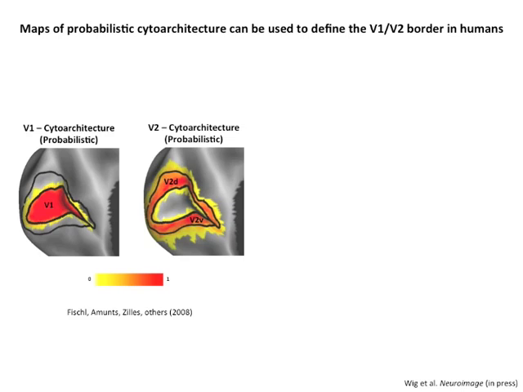So these are probabilistic maps of cyto architecture from postmortem analysis of multiple human brains. And these probabilistic maps have been mapped to the cortical surface and have zoomed in on the medial portion of the left occipital pole. On the left is the probabilistic map of V1, and on the right is V2. The borders that have been drawn reflect strong estimates of each of these areas based on cyto architecture.